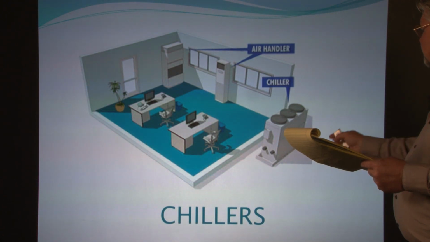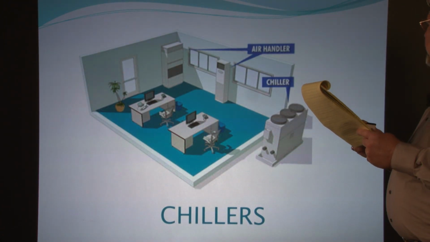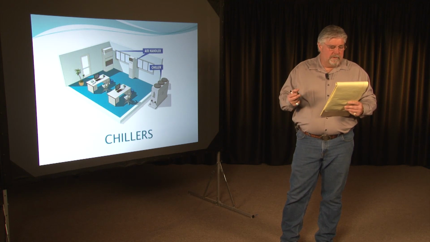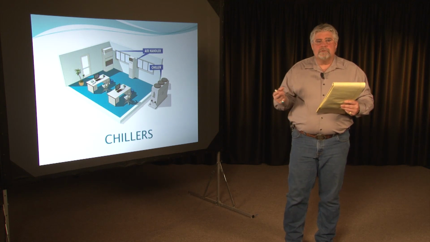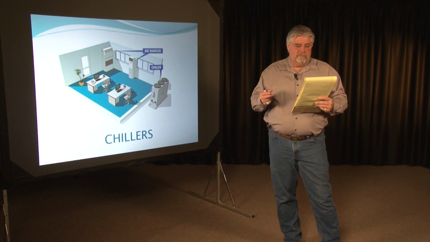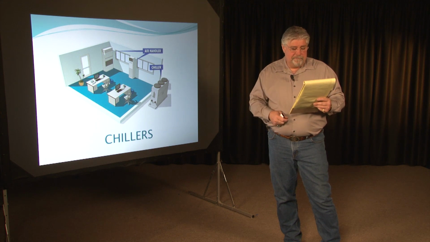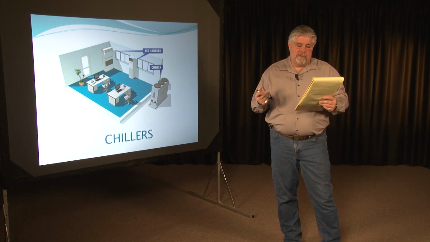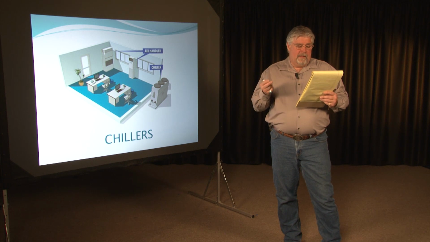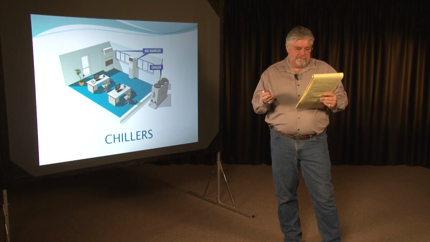We have chillers. Here's a diagram of an office with air handlers and a chiller. Commercial chillers are devices that remove heat from liquid using vapor compression technology. Commercial chillers reduce the temperature of liquids, often water, though other liquids can be cooled by chillers, for industrial and commercial applications. Commercial chillers utilize four main components. They utilize a compressor, an evaporator, a condenser, and a metering device.